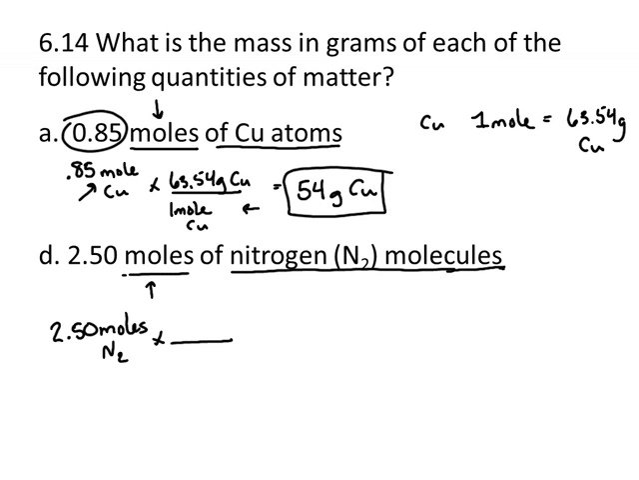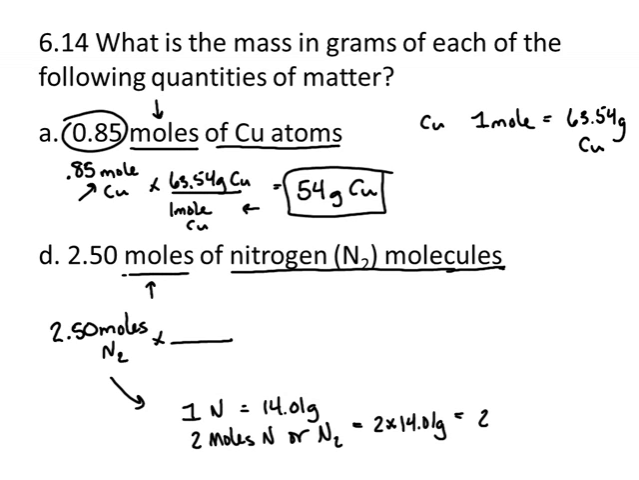So I have 2 nitrogens here. So 1 mole of nitrogen equals 14.01 grams. So 2 moles of nitrogen, or N2, would equal twice that. So 2 times 14.01 grams, which gives me 28.02 grams for 1 mole of N2. So since I have moles of N2 here, then I put my 1 mole of N2 on the bottom of my fraction and the 28.02 grams of N2 on the top.